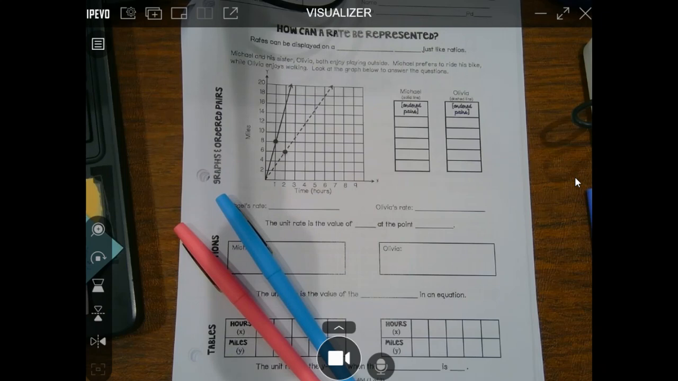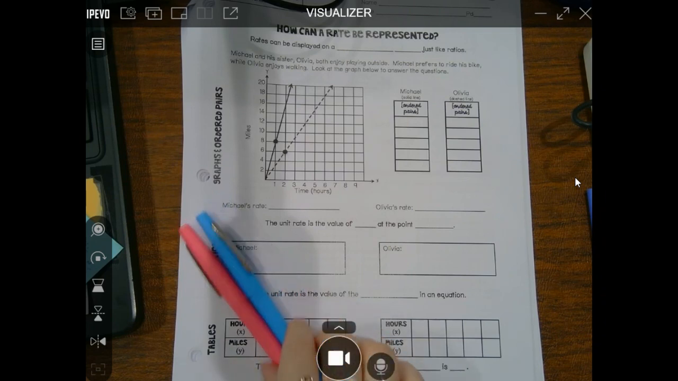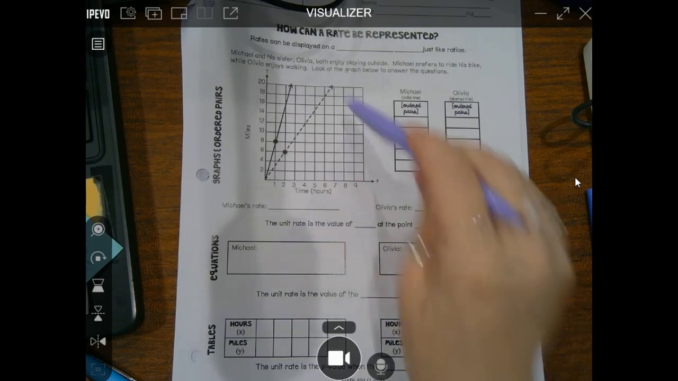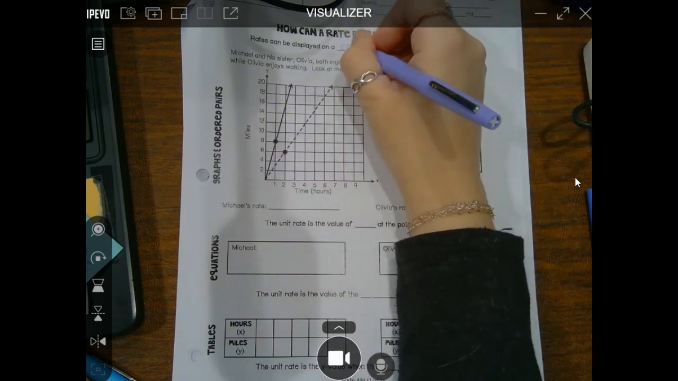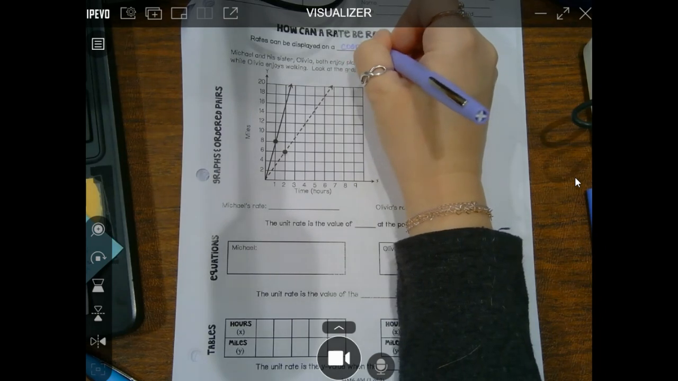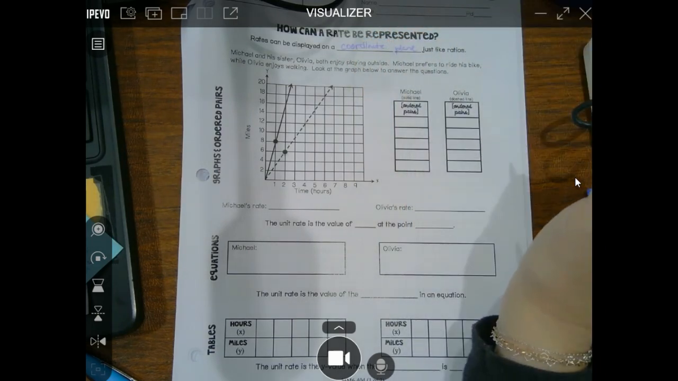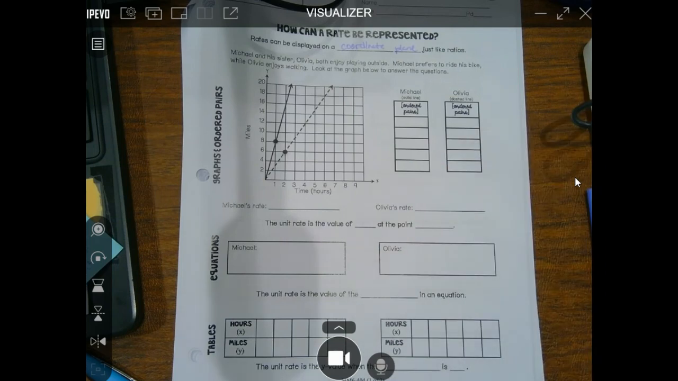Hello, my little mathematicians. Today, we're going to help you figure out how a rate can be represented in a graph, an equation, and a table. Okay, so first off, rates can be displayed on a coordinate plane, right? Just like ratios can. Okay, so the first thing is let's go ahead and fill out this table for Michael.